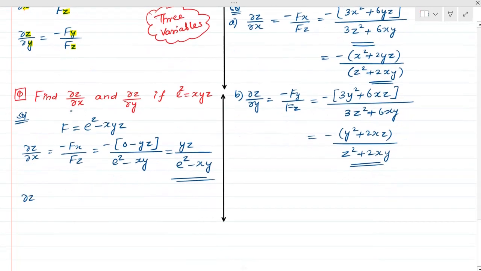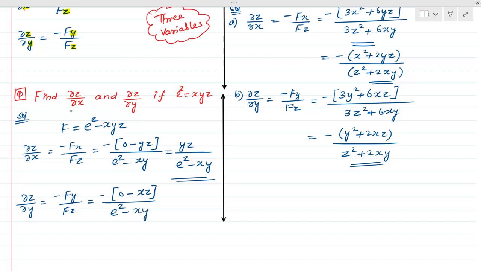Now the second one, dou z over dou y. The formula is simple: minus fy over fz. With respect to y, there is no y term in e power z, so 0. Minus xyz, y becomes 1, you will get xz. Divided by e power z minus xy. When you multiply the minus inside, it becomes xz over e power z minus xy.